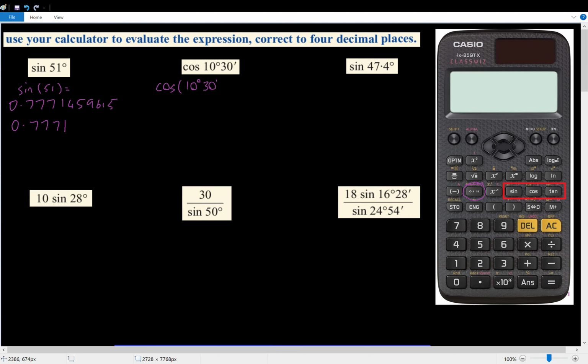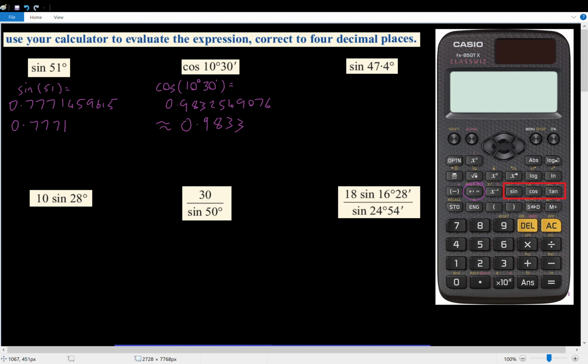Then you're going to press the bracket button to close off your bracket like that, and you're going to hit equals. And your calculator for that will tell you that this is equal to 0.9832549076, and then we're going to round that to 4 decimal places, so 0.9833, like that. So that's that one done out.